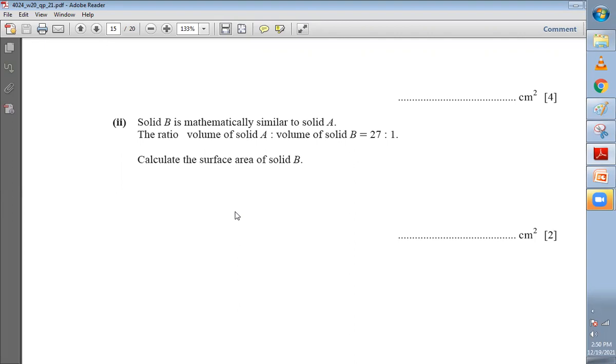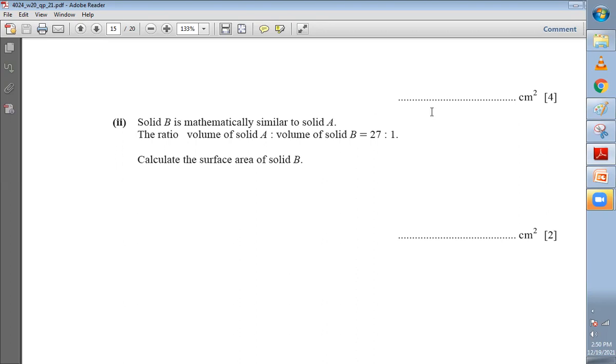Now, the volume ratio is given. You know the volume VA by VB, the volume of A and volume of B. The ratio is equal to the side A by side B whole cube. So from the ratio of the volumes, given as 27:1, I can find out the ratio of their sides. Once I know the ratio of their sides, then I can make the ratio for the areas. The area 1 by area 2 will be side 1 by side 2 whole square. And I know the area of figure A, so I can find out the area of figure B then.